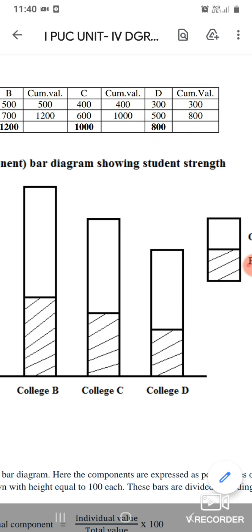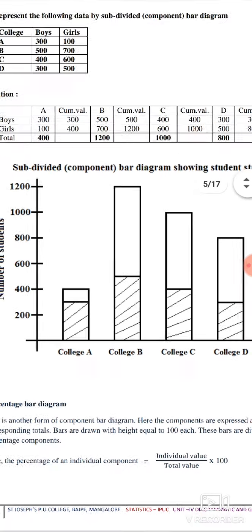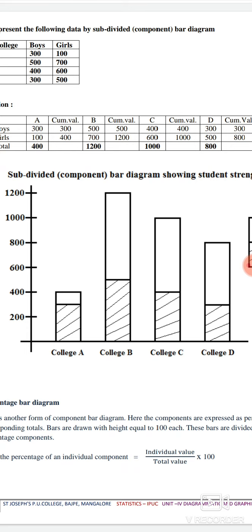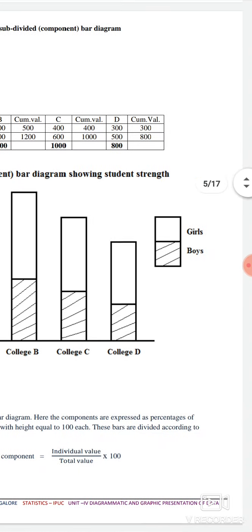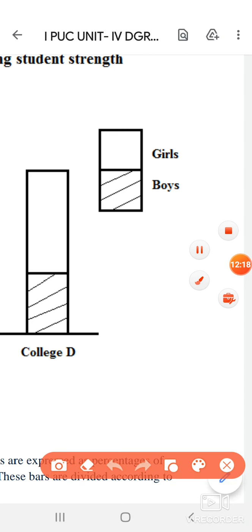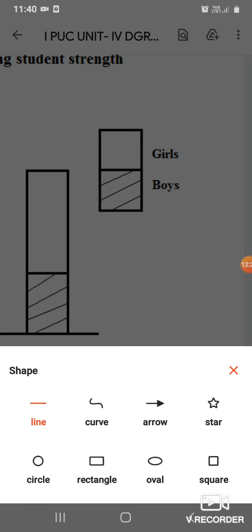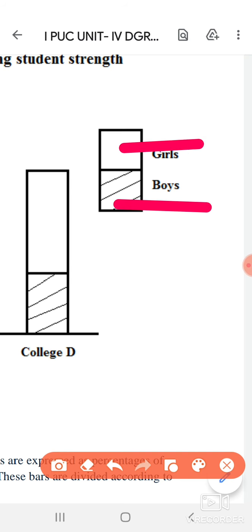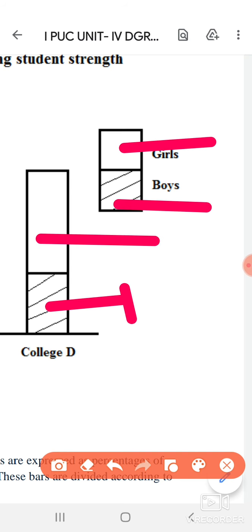Fine. Then shade different components of each bar. Then here write down the index. The shaded part stands for boys and the empty part, the blank one, is for girls. This is boys region and this is girls region.